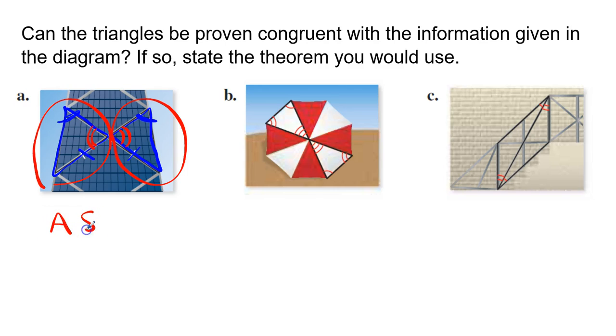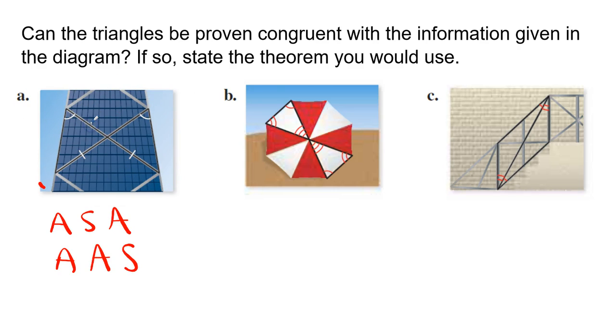So are we using angle-side-angle? Is the side connecting the two, or is it angle-angle-side? Since our side is over here and it's not connecting, let me erase this. We've got a lot of drawing going on. We had this angle and this one. Since we didn't use the side that connects them, it's going to be angle-angle-side.